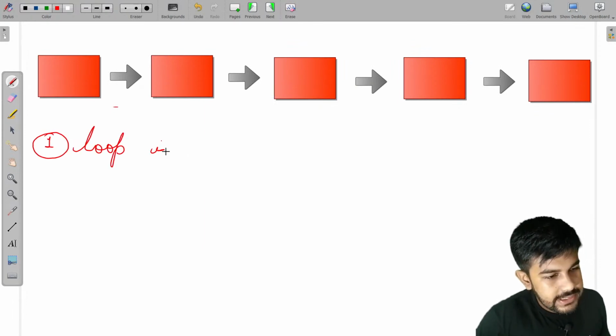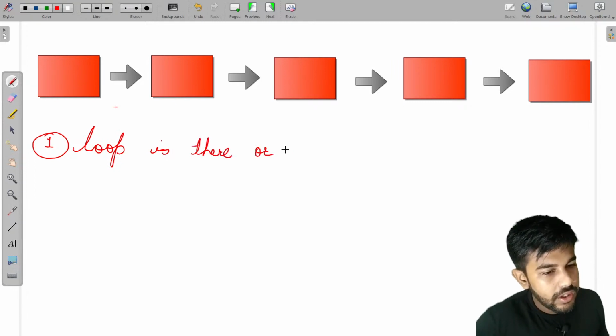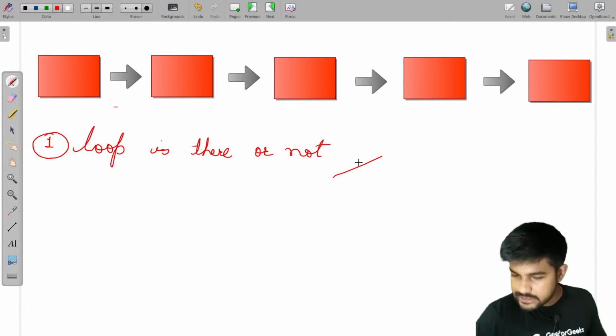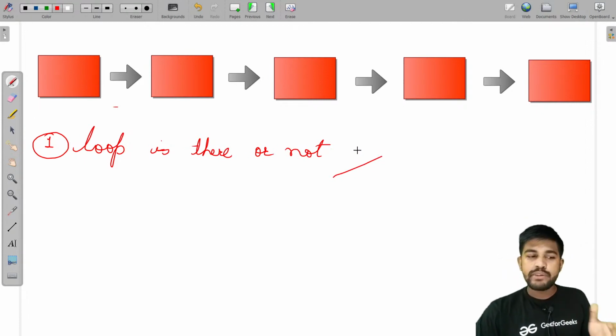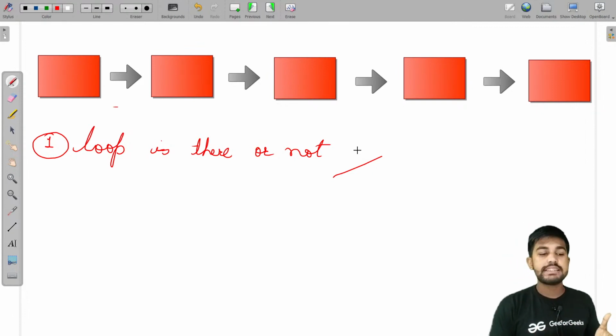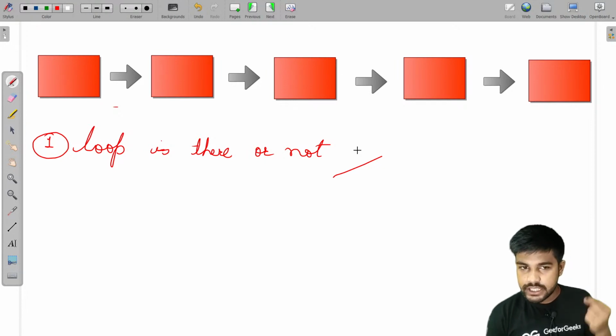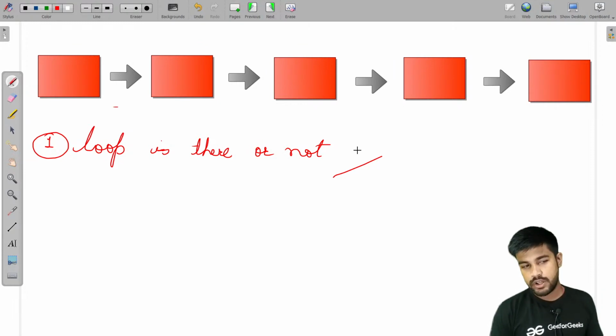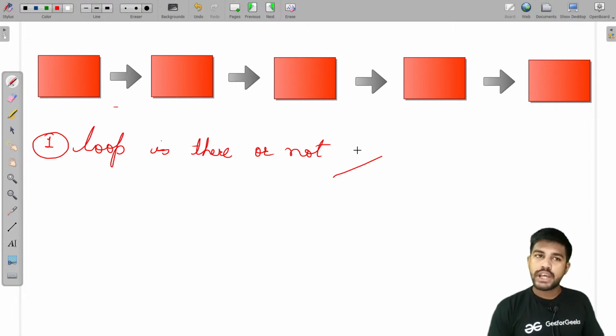Loop is there or not. This is our first concern, that it might be the case that the problem might not exist at all. It might be the case that the loop is not there. So how would we remove the loop? First we need to check if there is a loop or not. So how do we check for a loop?